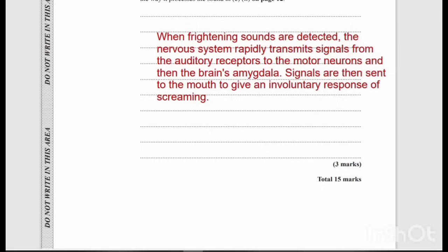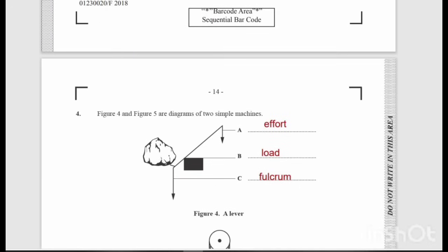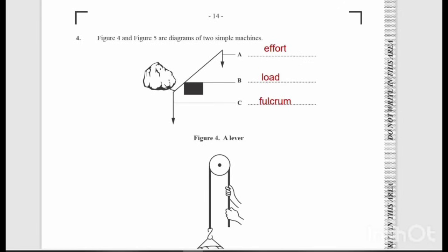Please make sure you know about the reflex arc, how neurons receive electrical impulses or stimulus from the environment, and how it is processed by your nervous system. All right, so question 4.